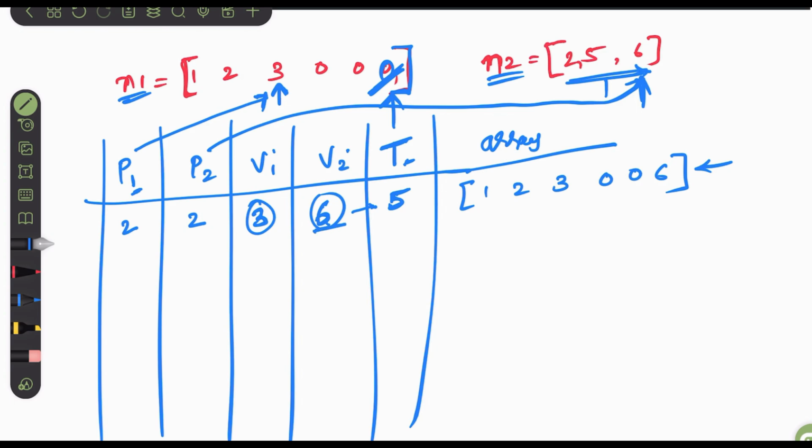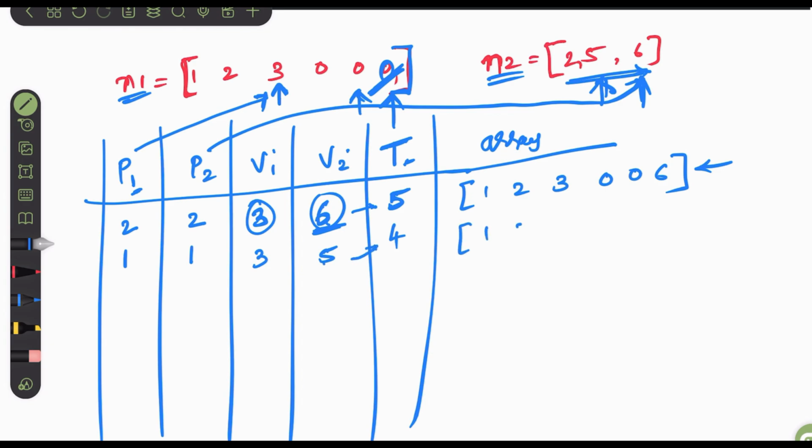As we save v2, we'll decrement pointer p2, which will become 1. We'll save p1 as is and decrement t. So now t is 4. The v1 will be 3, v2 will now be 5. Between 3 and 5, 5 is higher, so we'll save 5 in index 4.